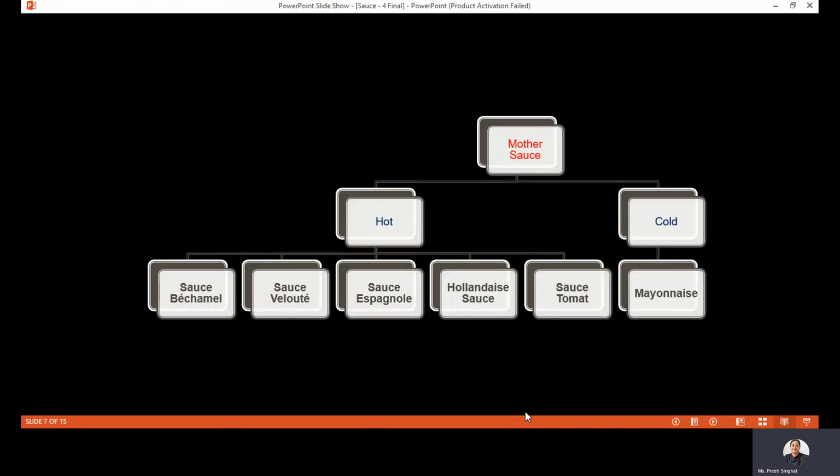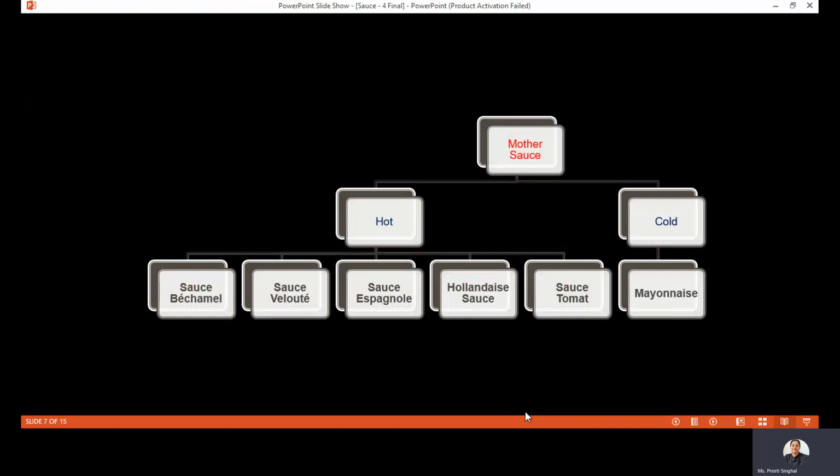So now under the hot category, there are 5 sauces, which are sauce béchamel, sauce velouté, sauce espagnole, hollandaise sauce, and sauce tomate. Whereas under the cold category, there is mayonnaise.